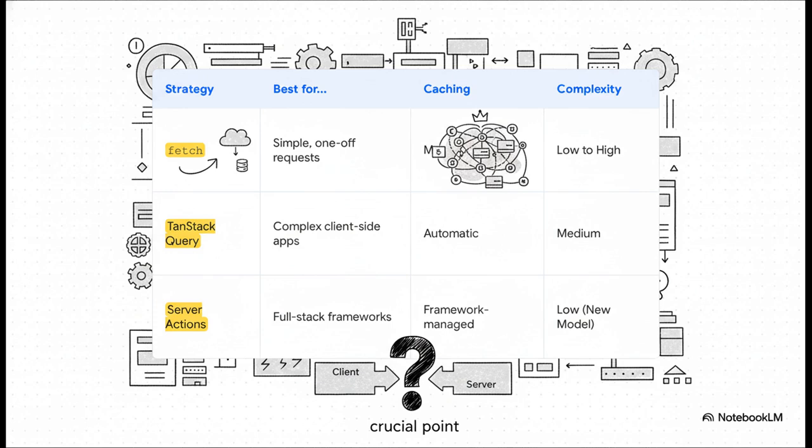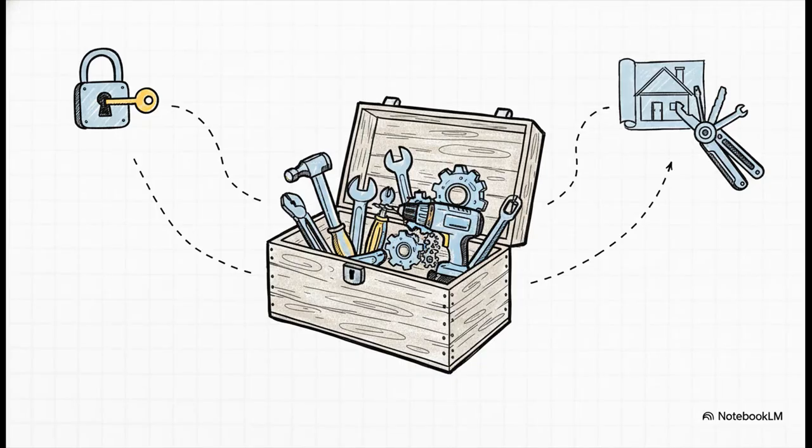Now, if you're building a big, complex client-side heavy app and caching is giving you a headache, TanStack Query is your absolute best friend. It is the king for a reason. But if you're all in on a full-stack framework like Next.js and you want that perfectly integrated experience, server actions are where things are headed. So you see, the question isn't which one is the best. The real question is, which one is best for my architecture right now? That changes everything.